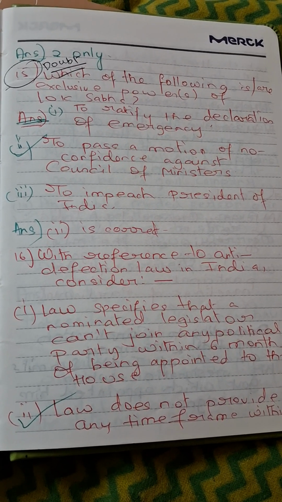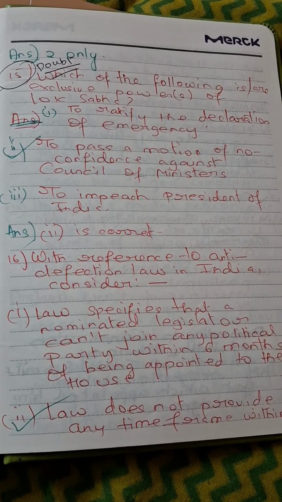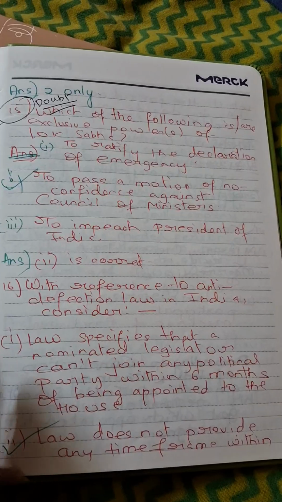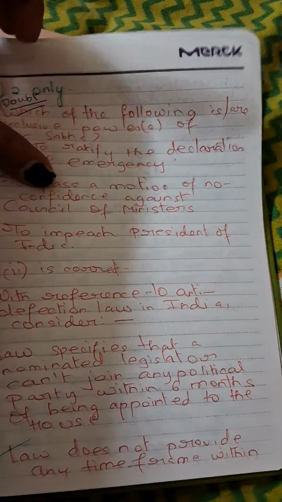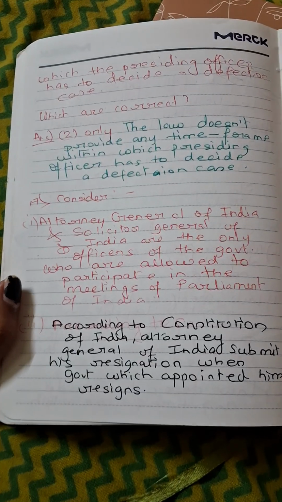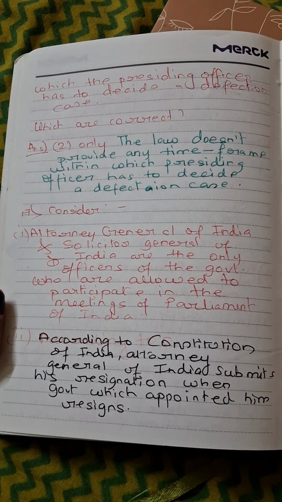With reference to the anti-defection law in India, consider the following. The law specifies that a nominated legislator can't join any political party within 6 months of being appointed to the House. The law does not provide any time frame within which the presiding officer has to determine a defection case. Which is correct? Only the second option is correct.